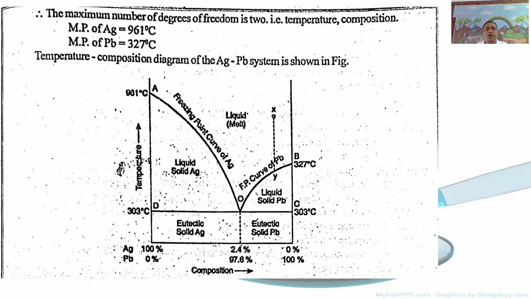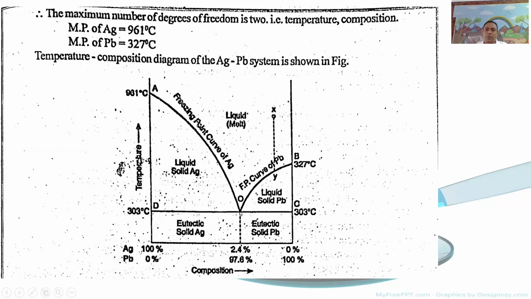In the phase diagram of the silver lead system, the AO and BO curves coincide at point O. O shows the eutectic point. At this eutectic point, three phases exist in equilibrium, that is solid silver, solid lead, and liquid silver lead.